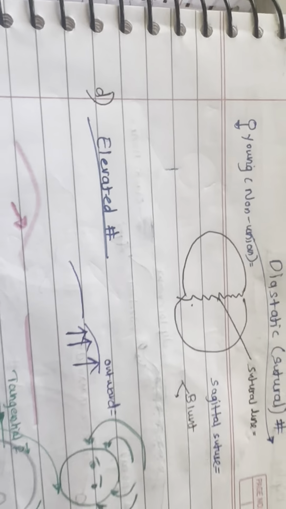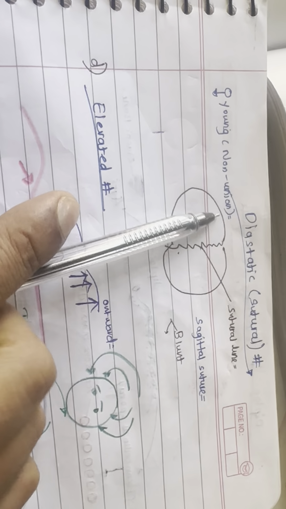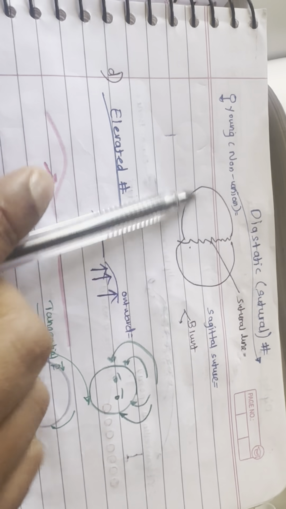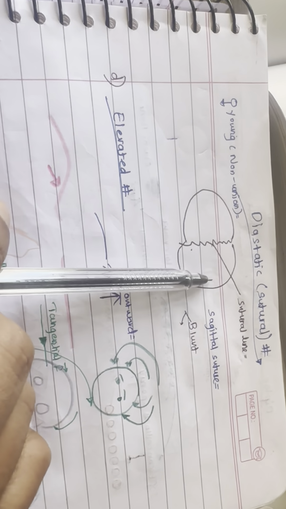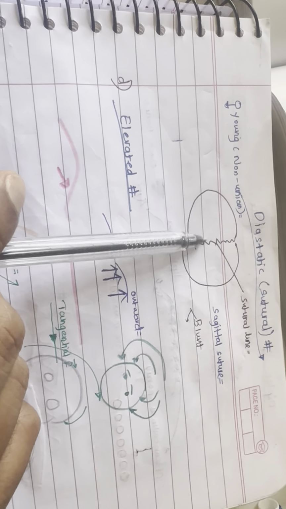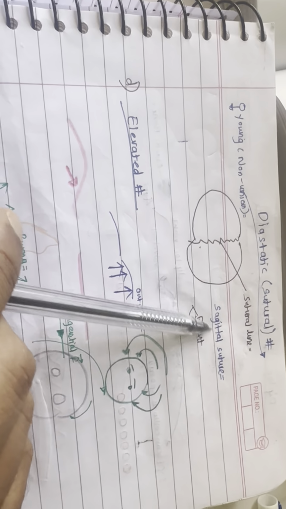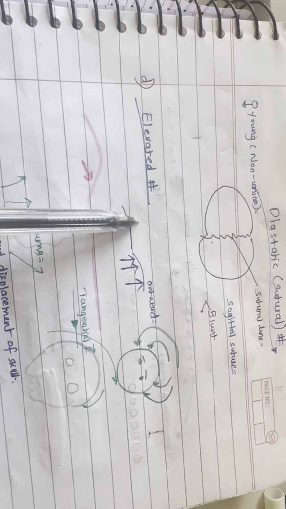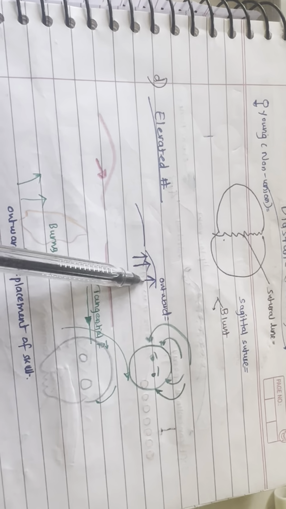Next is a diastatic fracture or sutural fracture. It is the traumatic separation of a cranial bone at a suture line. Salient features: age, commonly in young persons because of non-union of sutures. Sutures involved, most commonly the sagittal suture. Cause is blunt trauma. Associated with other fractures; it generally occurs along with other fractures.